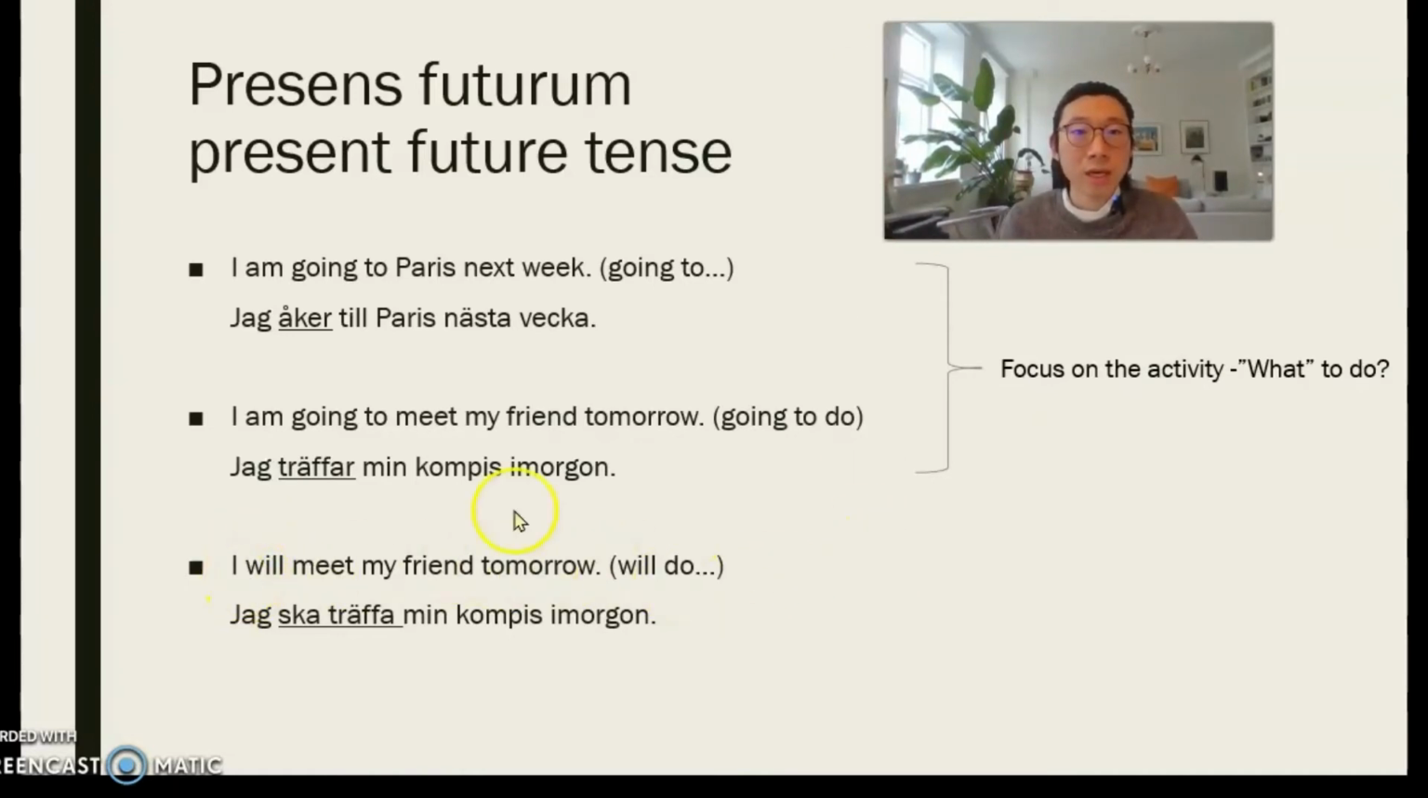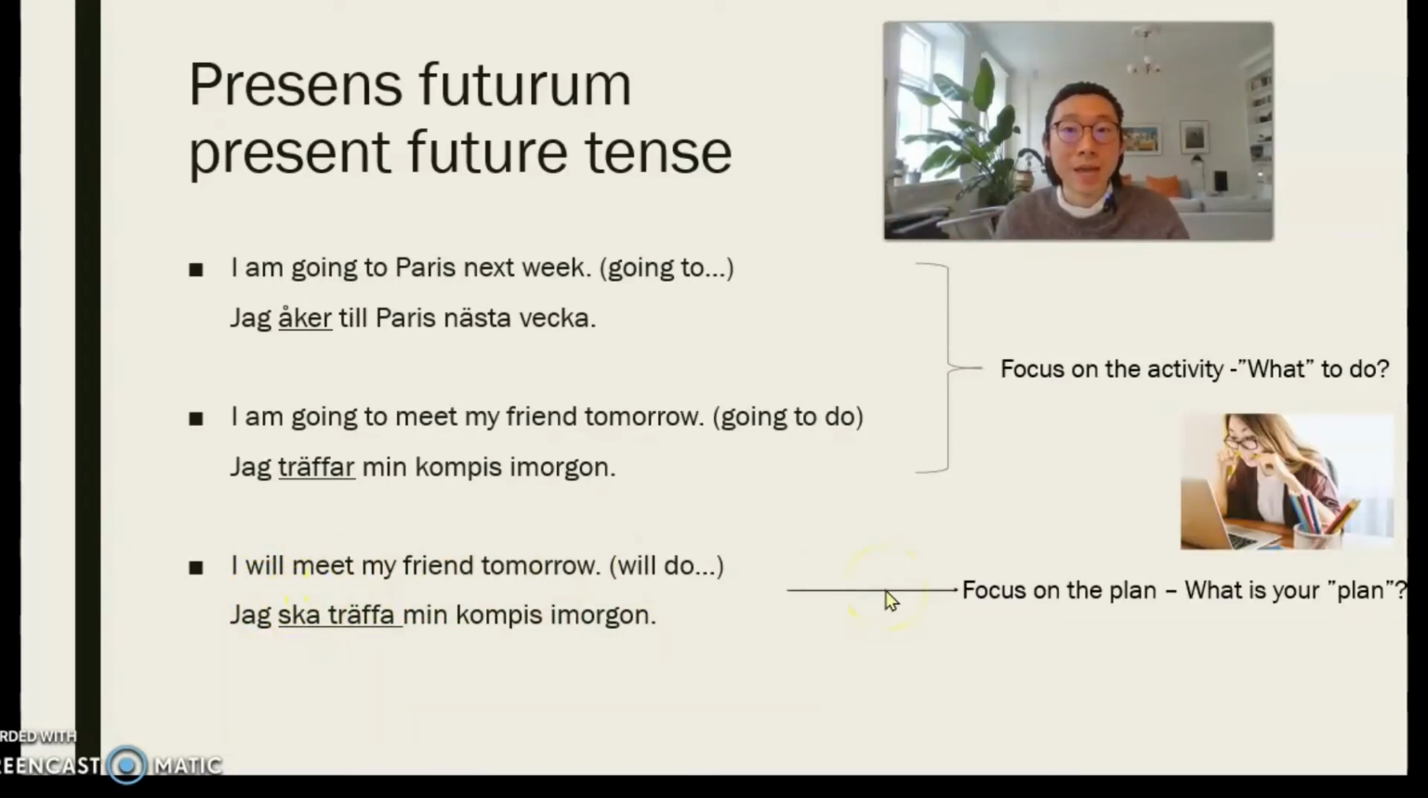But when you're using "will do" in English or "jag ska träffa min kompis," ska, then you have another focus. You're focusing more on what your plan is. So what is your plan? You're telling your friend, this is my plan for the future. So it's a slightly different semantic focus in a context, but they are quite similar still. You can think about how you would use "going to do something" and "will do something" in English, and that's almost the same in Swedish.